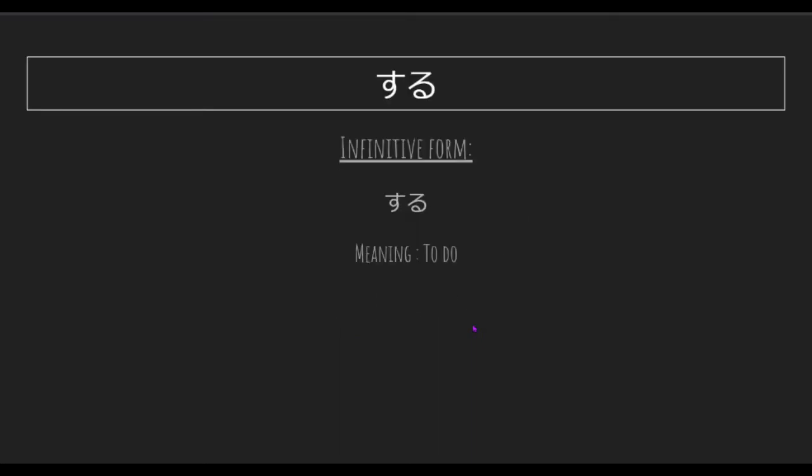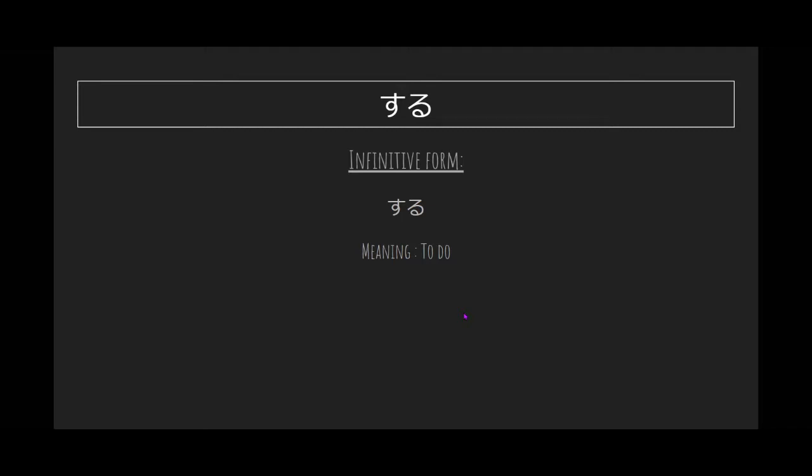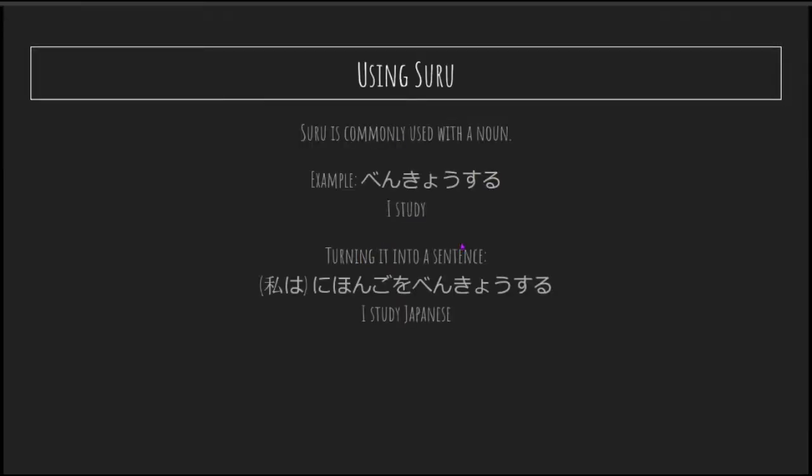So first let's start with suru. The infinitive form of the verb suru is obviously suru, and it means to do. So how do we use suru? Suru is often used with nouns in order to add an action to that certain noun, so make it a verb. For example, we have here benkyō suru. So, I study. Benkyō by itself is just study, but adding suru right after it kind of makes it a verb. It kind of turns into I do studying, really, is basically what it means.